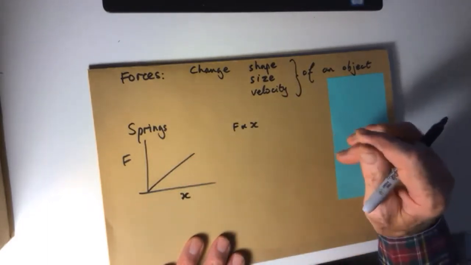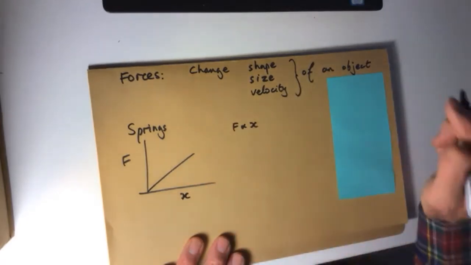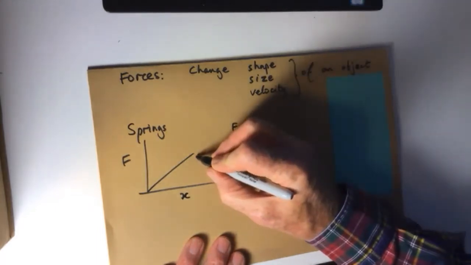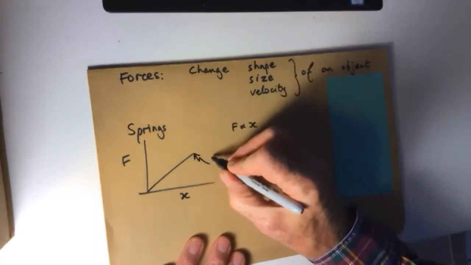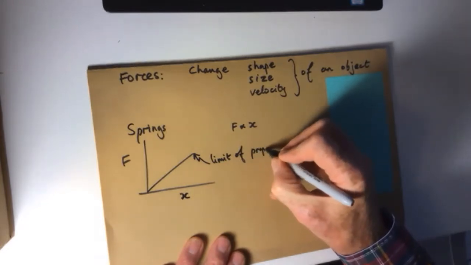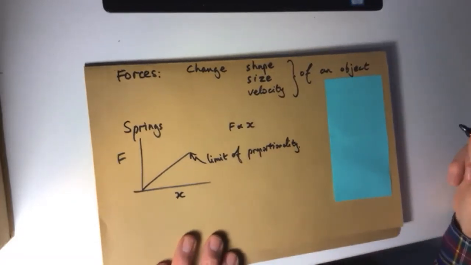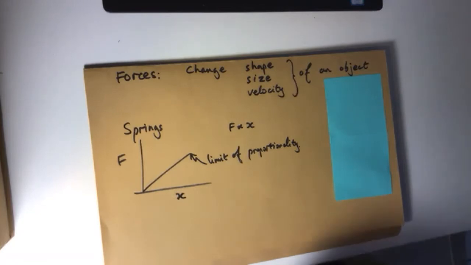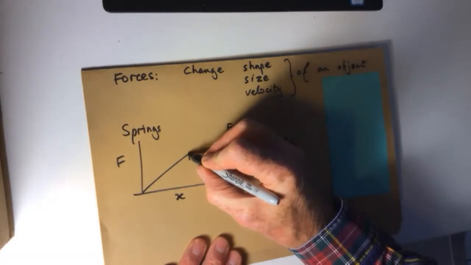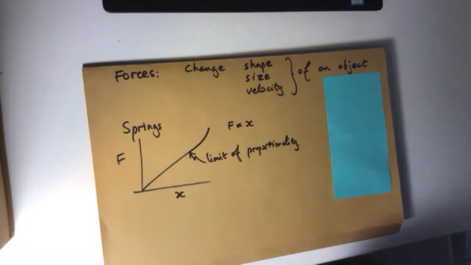Nice and easy. Now, there does come a time up here, guys, when we put more force on, then it isn't a linear relationship. So it only works up to here, where we have the limit of proportionality. Okay, the limit of proportionality. Yeah. So what will happen is we'll start putting more and more force on, and it will no longer be a straight line. It will start to do this.